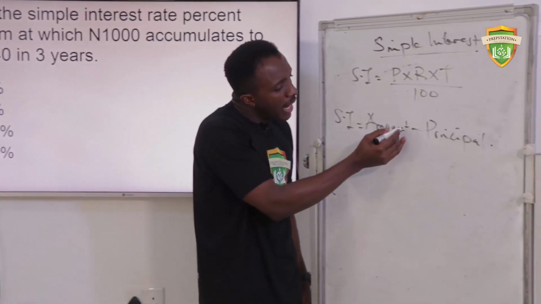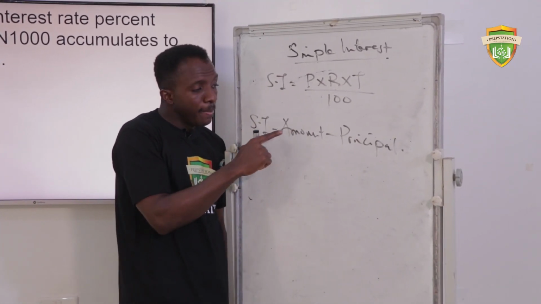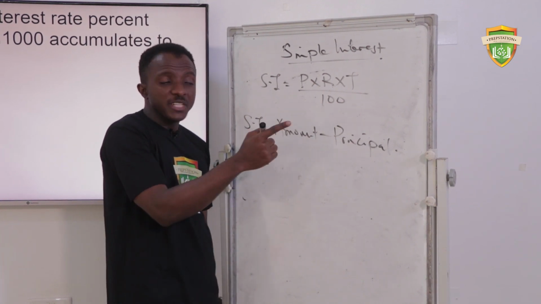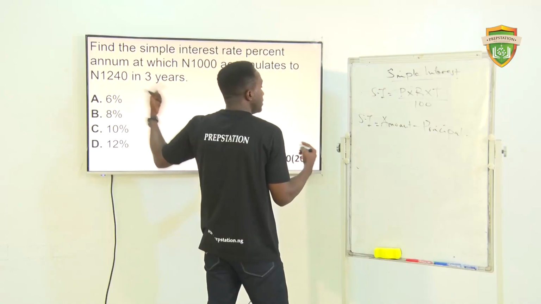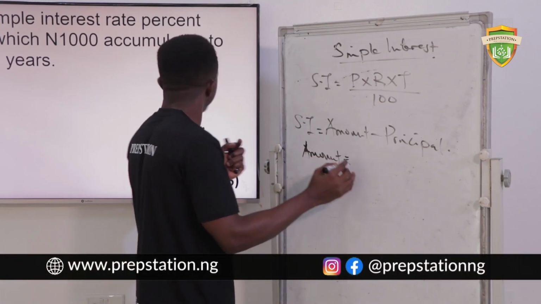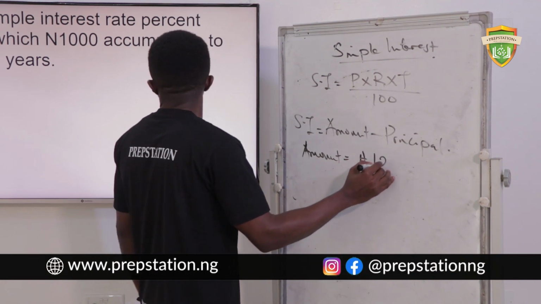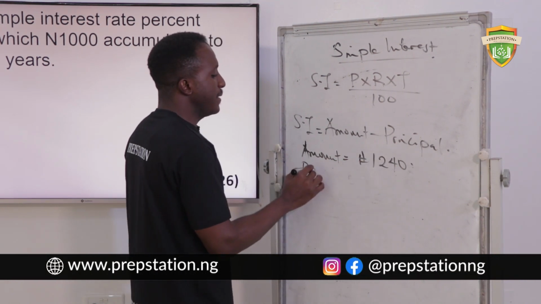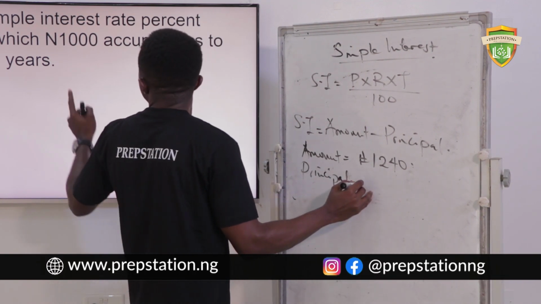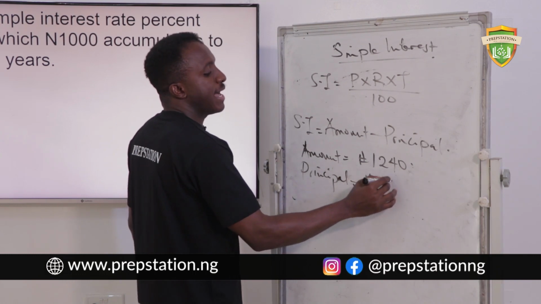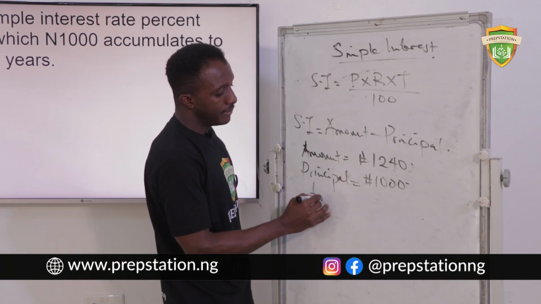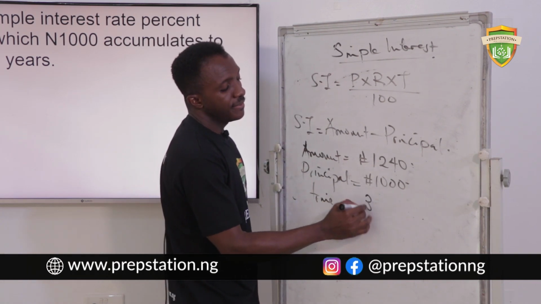Now here we have amount. Interest is simply amount minus the principal. Now what we have is the amount. Don't forget, the amount has been given to us to be 1,240. The principal is 1,000 naira. That's the amount of money that was saved. Okay? And then we have the time. The time is 3 years.